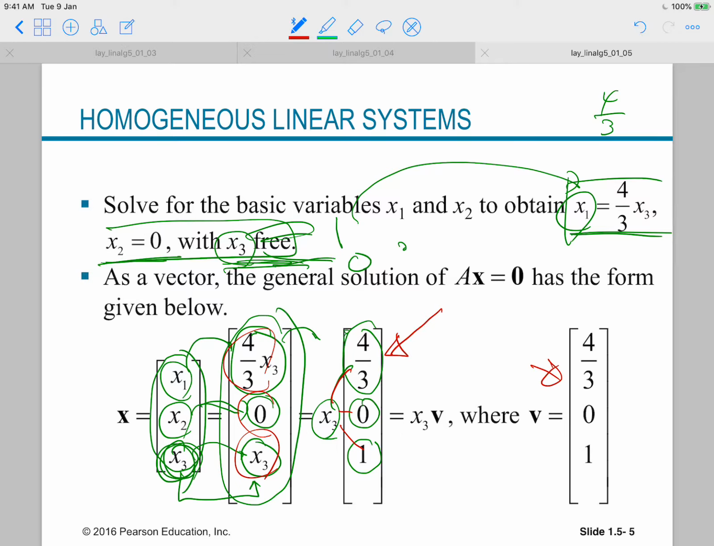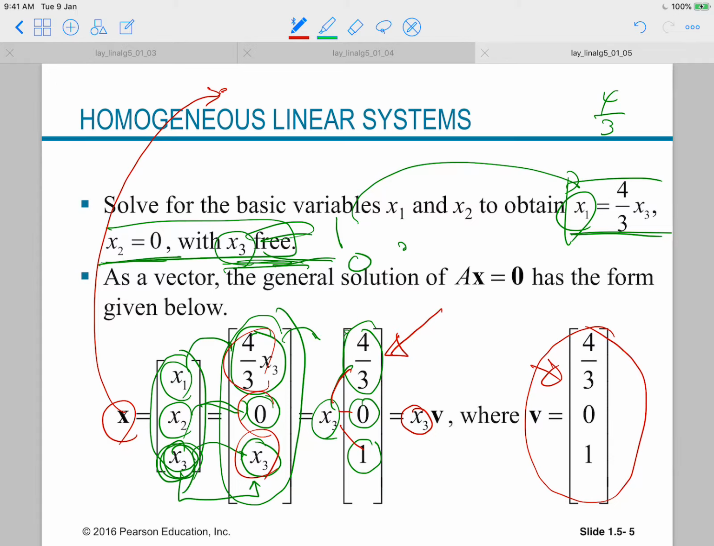And this vector v is determined as a specific direction of 1, 0, 4 over 3, right? And then what about x3? x3 is our free variable, right? So plugging in x3 as 1, or 0, negative 1, and 2, and so on, all of them will be our solution, right?